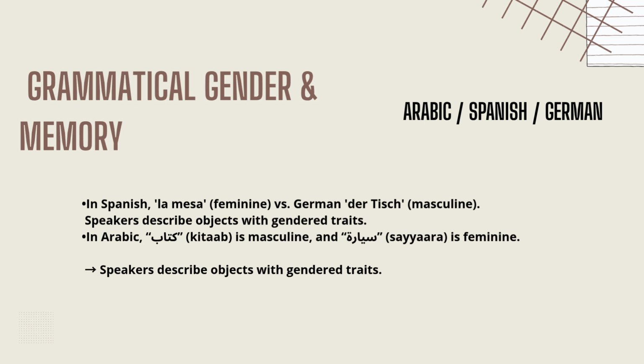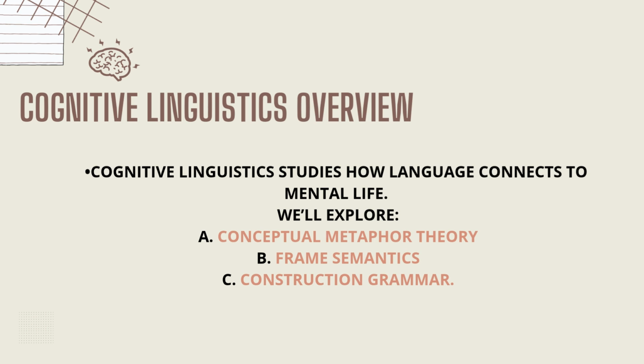So now we will see something else, cognitive linguistics. Here is where cognitive linguistics comes in. It's basically the study of how language connects to our mental life, how the words and structures we use are tied to how we think, feel, and make sense of the world. Instead of treating language as just grammar or vocabulary, cognitive linguistics sees it as a window into the mind. Every sentence we say reveals a little bit about how our brain organizes experience.